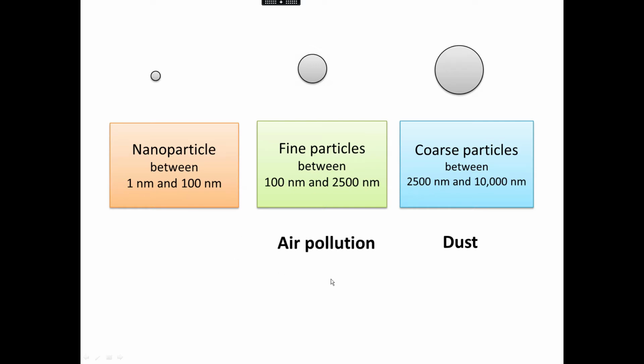Okay, fine particles cause air pollution between 100 nanometers and 2,500 nanometers in size. Coarse particles like dust are between 2,500 nanometers up to around 10,000 nanometers. We're going to concentrate on remembering those facts and then being able to convert them into meters. So here comes a memory test. So look at this slide, try and remember those sizes in nanometers, and we're about to test your memory.